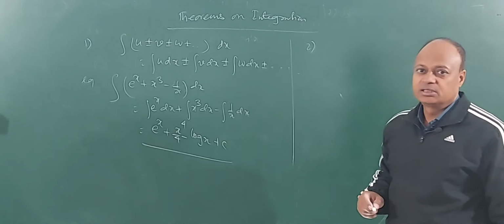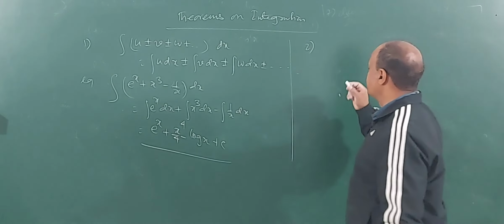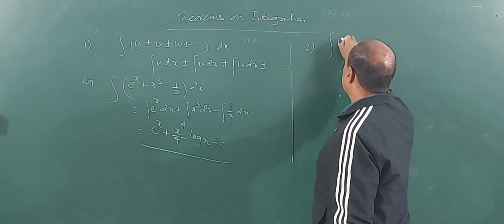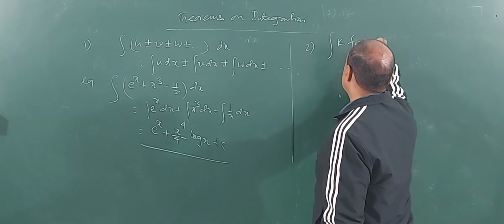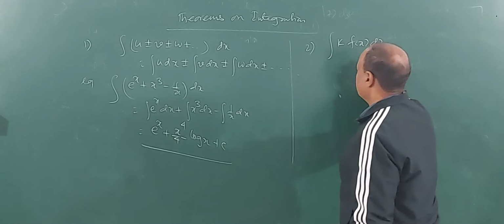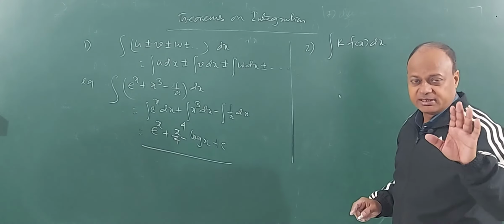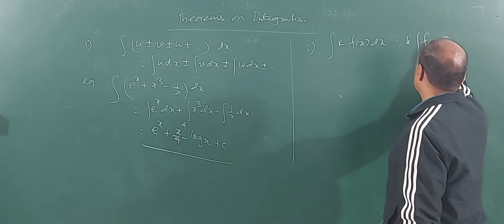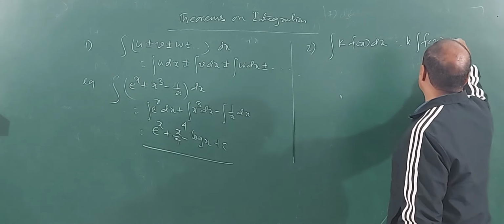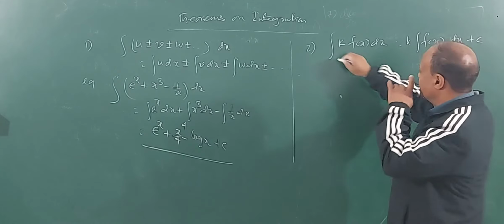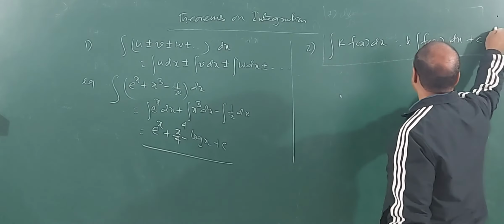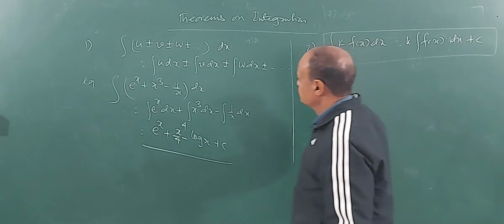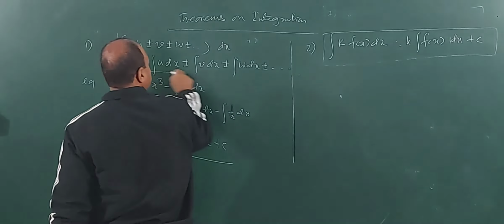Number 2 is the theorem on constant: integration of k into f(x). K is a number, a constant, and it will be taken out as common: k into integration of f(x) with respect to x, and in the end we will be writing c for this. This is the second theorem and this is the first theorem.